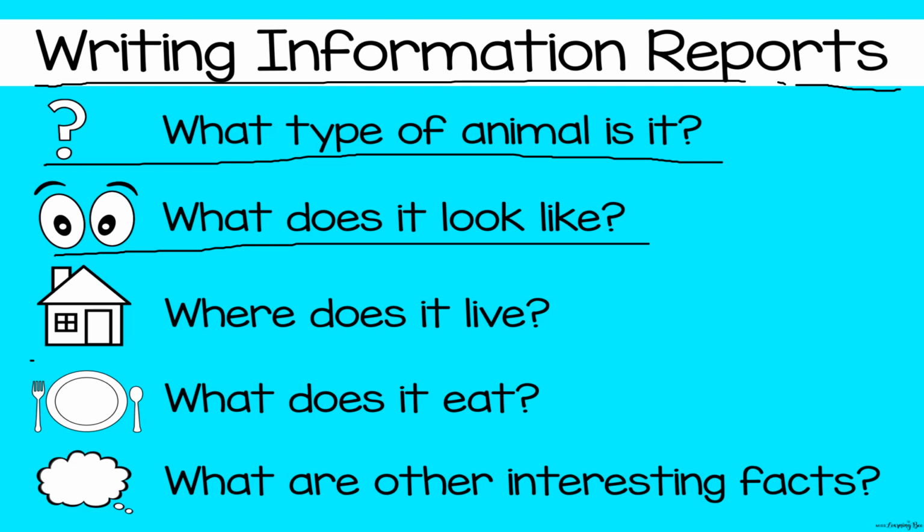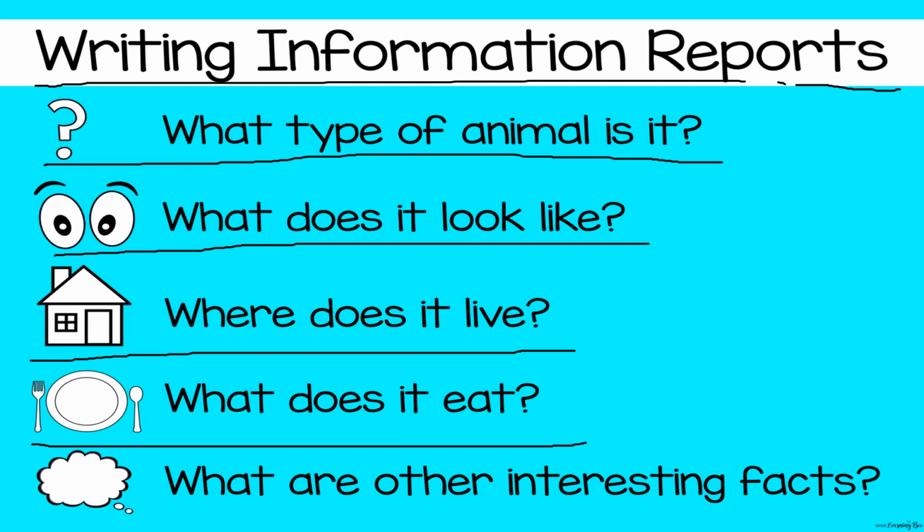The next question says, where does it live? So when we think about where an animal lives, we're thinking about its habitat. So the word is habitat. Where does it live? And the next one is, what does it eat? When we think about what an animal eats, we're thinking about its diet. An animal's diet is what it eats.